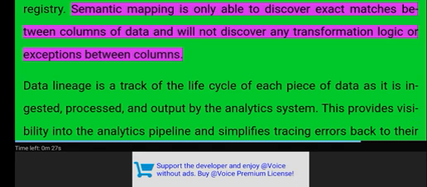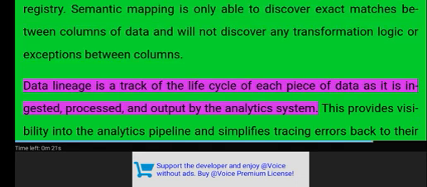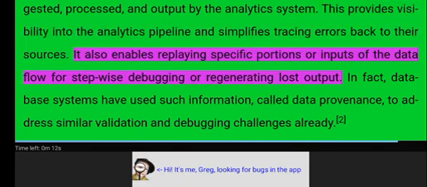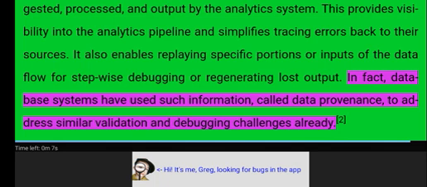Data lineage is a track of the life cycle of each piece of data as it is ingested, processed, and output by the analytics system. This provides visibility into the analytics pipeline and simplifies tracing errors back to their sources. It also enables replaying specific portions or inputs of the data flow for stepwise debugging or regenerating lost output. In fact, database systems have used such information, called data provenance, to address similar validation and debugging challenges already. See also: data integration, data wrangling.